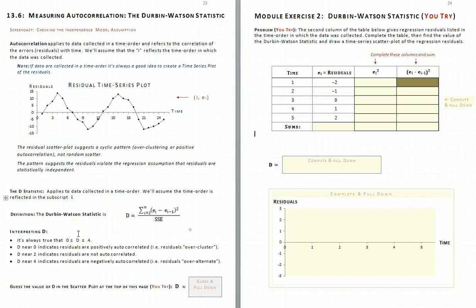D is always between 0 and 4. D near 0 indicates residuals are positively autocorrelated, as in our picture up here, where the residuals tend to overcluster. D near 2 indicates residuals are not autocorrelated. That's the preferable situation. D near 4 indicates residuals are negatively autocorrelated. That means the residuals tend to over-alternate. Up here, that would be going back and forth with every change in residual.